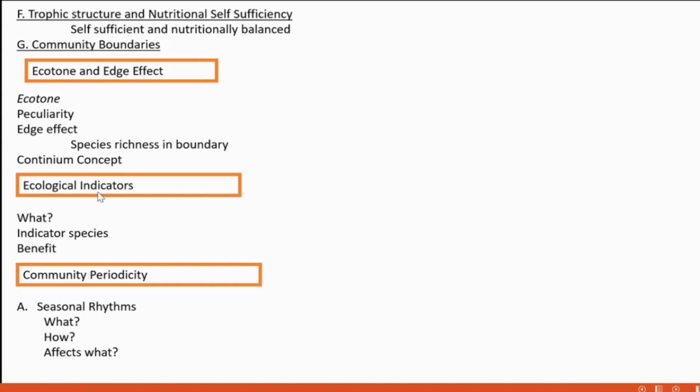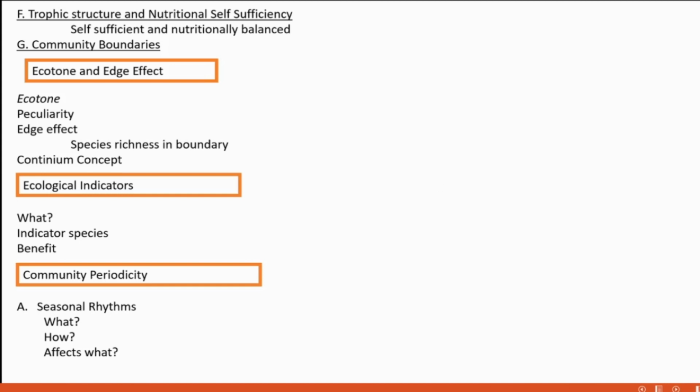Then ecological indicators. That's also very important. Can be asked for a 2 mark question also. What are ecological indicators? They are certain species. The presence of those species indicates what condition exists in a particular environment. Such organisms are called ecological indicators. Their presence indicates the condition of a place.